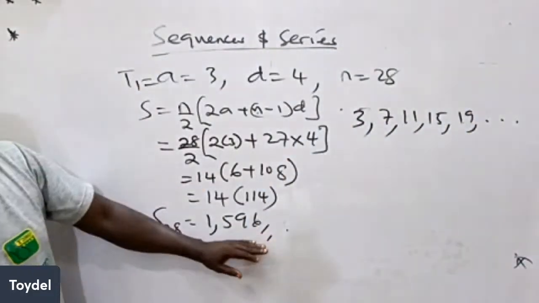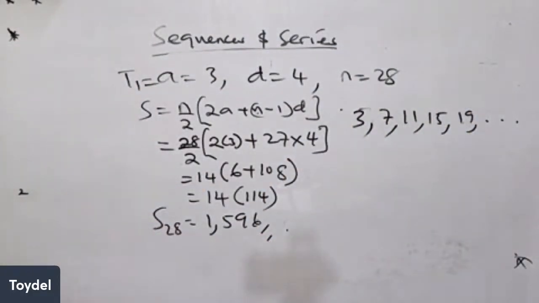If you list all this up to the 28th term and you add everything together, this is what you are going to get. That's what the question says. Okay? So that's that about sum of AP.